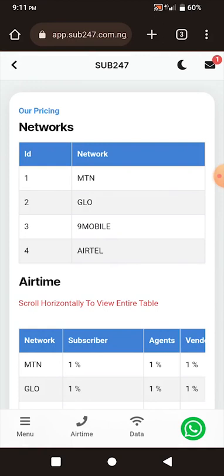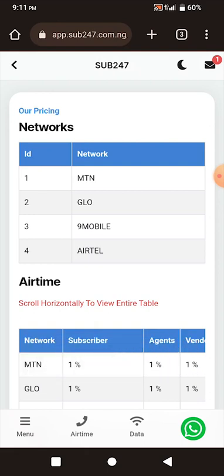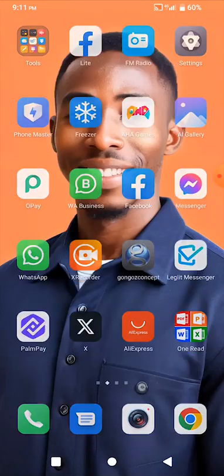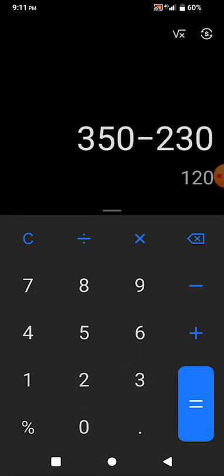Now imagine buying MTN 1 gig at the rate of 230. Then you can be reselling it at the rate of 350. Now check how much you'll be making. Okay, let me bring out my calculator and show you. You buy, and now you sell: 350 minus 230, so you have pure 120 naira profit.